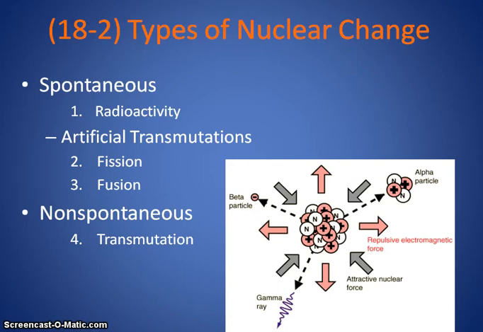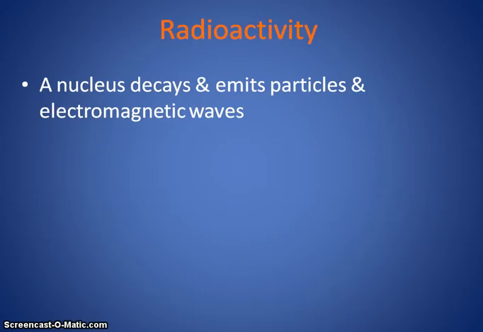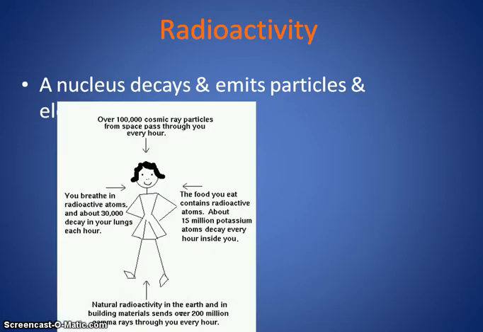Chapter 18, Section 2, we're going to discuss 4 main classes or types of nuclear change, which can be separated into 2 categories, spontaneous and non-spontaneous. Of the spontaneous ones, we'll talk about radioactivity, and then artificial transmutations, which would be classified as fission or fusion, and then non-spontaneous nuclear change, which would be transmutation. For radioactivity, you're going to have a nucleus that decays and emits particles, either alpha or beta particles, or electromagnetic waves, or gamma rays.